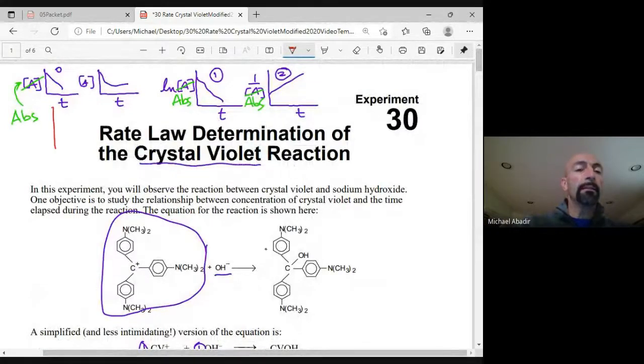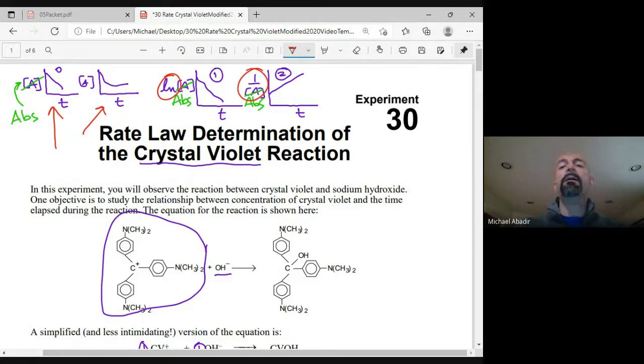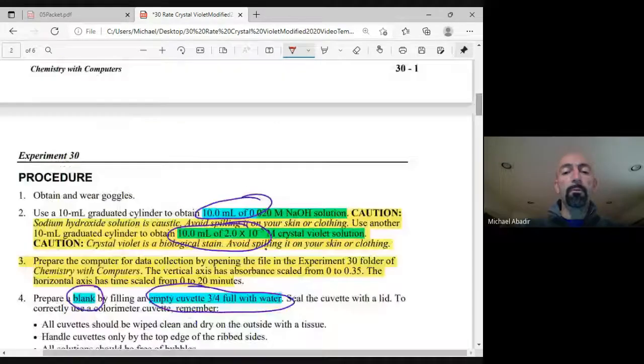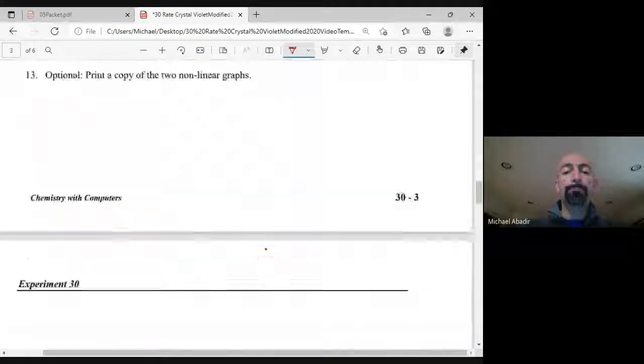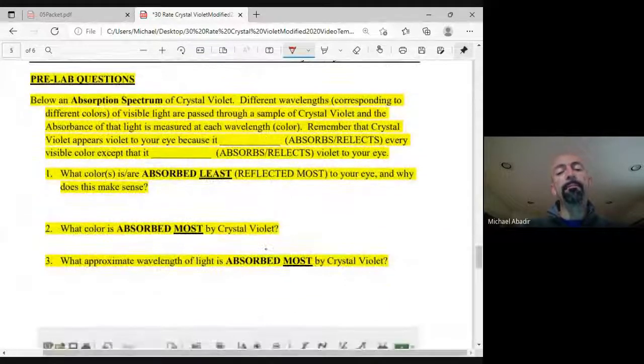It could look like this. It could be a straight line, or it could be a curve. You're not sure which one it's going to be. So if it's a curve, you're going to play with it and try ln. You're going to try 1 over, and we're going to figure out, is it 0 order, first order, or second order. So that's the big picture of the lab. And we're also going to find the rate constant. We're going to find the half-life. That'll be in the calculation.